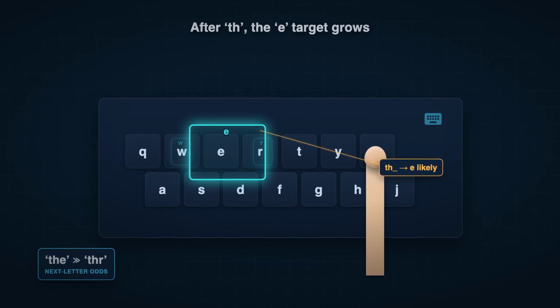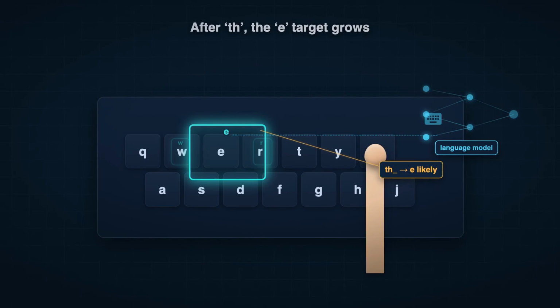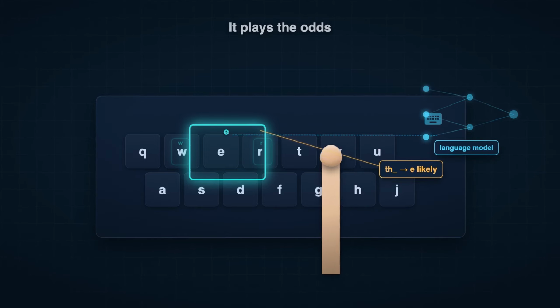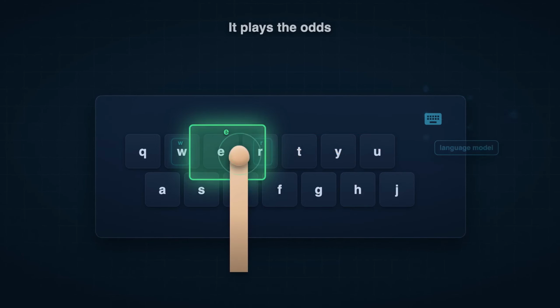What is doing the tilting? A language model. A program that has read enormous amounts of text and learned which letters tend to follow which. It is constantly predicting your next likely letter and biasing the invisible map toward it before you tap. So when your finger lands a little off-center near the ER boundary, the stretched E target catches it. The phone did not read your mind. It played the odds. But letters are only half the story.